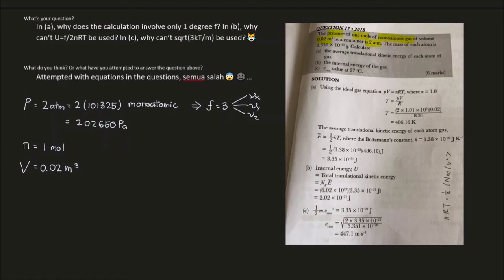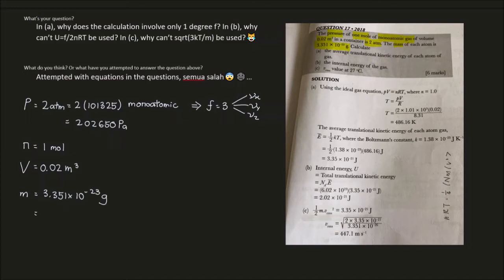So we have finished discussing the first sentence. Let's continue. The mass of each atom is 3.351 times 10 to the power of negative 23 gram. So this is mass. So mass of one atom is small m, capital M will be molar mass. So this one is per molecule or per atom, so it's small m. And it says here that it's 3.351 times 10 to the power of negative 23 gram.